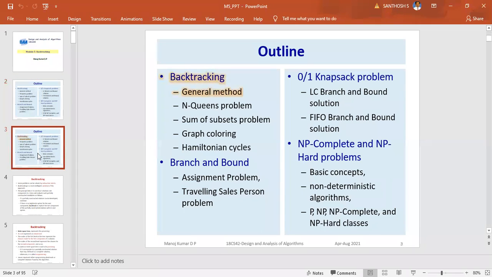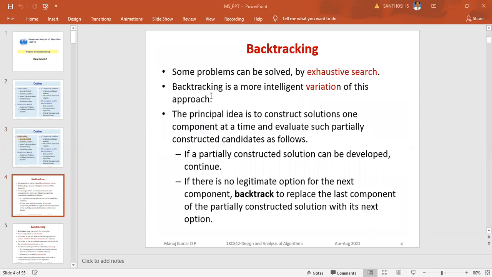So coming to the first one, the general method. What do you mean by backtrack? Can anybody tell me the general meaning of backtrack? What is the general meaning of backtrack? Backtracking means, I will tell you the entire concept in the general method.